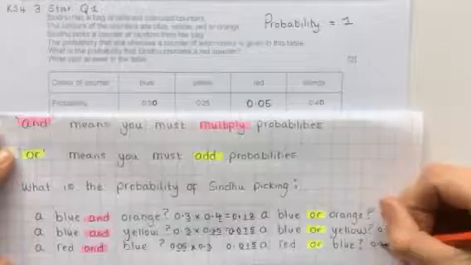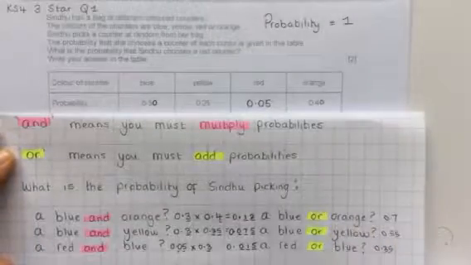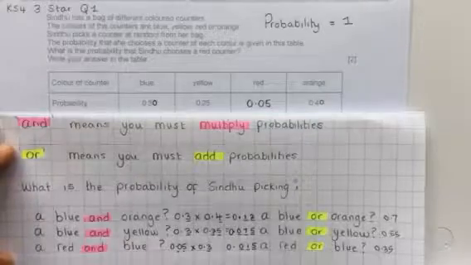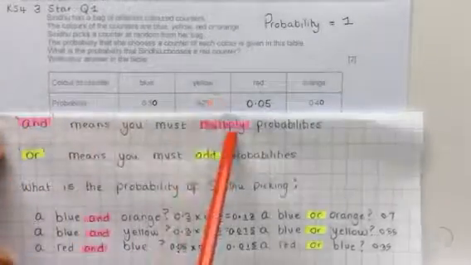So very different probabilities depending on whether you're looking to do an and or an or. So please remember the difference. And means multiply, or means add.